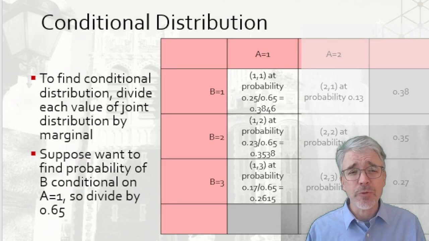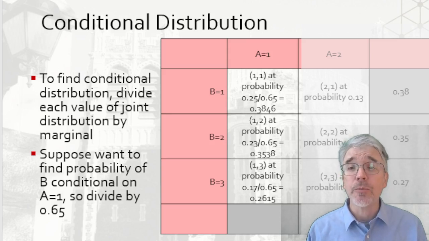The next step, once we've calculated our marginal probabilities, is we can find the conditional probabilities. To find the conditional probabilities, we divide each value of the joint distribution by the marginal. Suppose we want to find the conditional distribution of the values of b conditional on a being equal to 1. There's a 65% chance of a equals 1, so the probability of b equals 1, given that a equals 1, is calculated as 25% divided by 65, which is 0.3846.